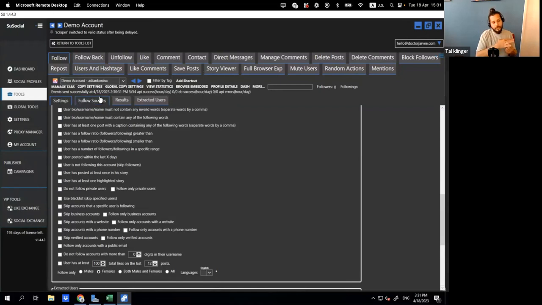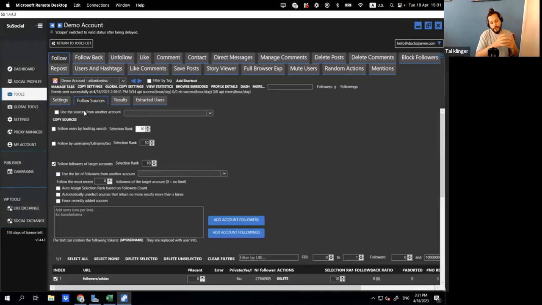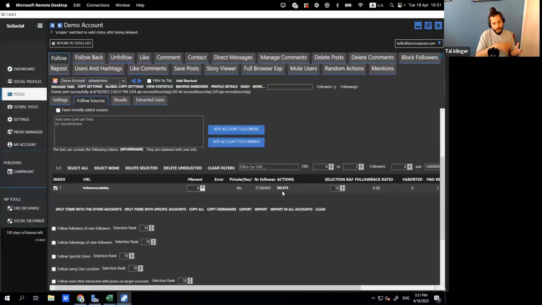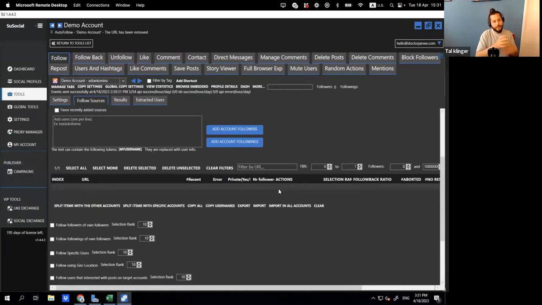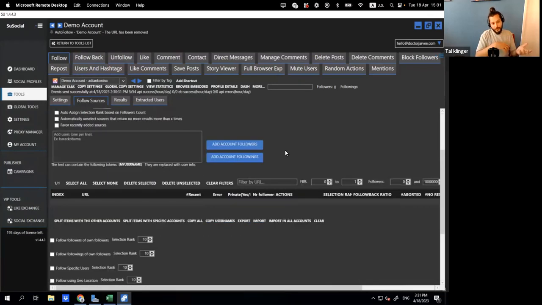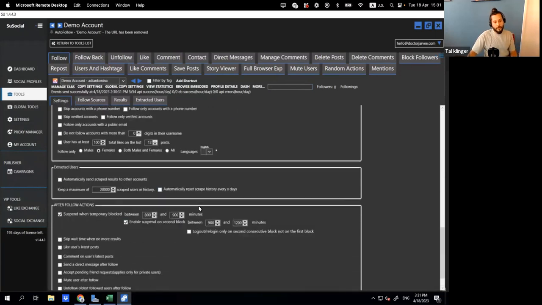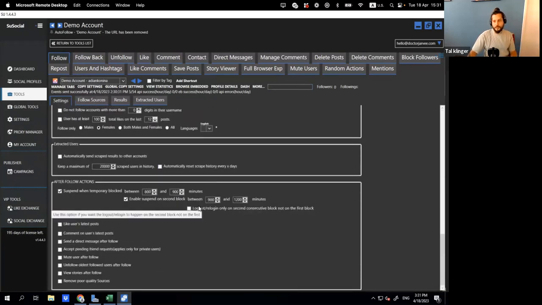You will not need to filter a lot of profiles if you choose the right follow source. For example, if you're growing a dog account and you're targeting a cat account, fewer people will follow you. You need to filter more than if you take from another dog account. And we also added a document on how to choose the right source.